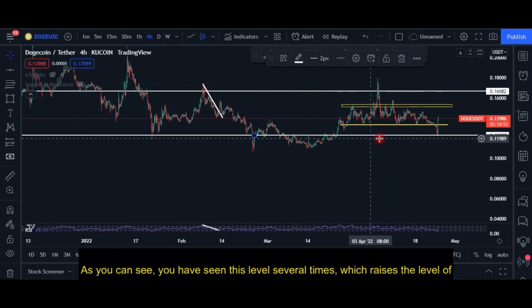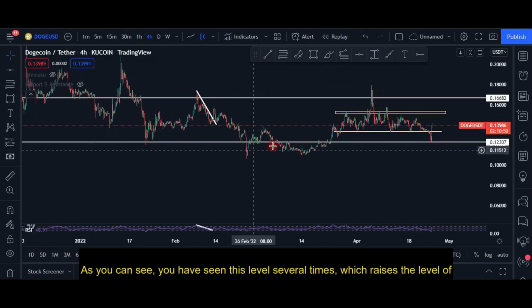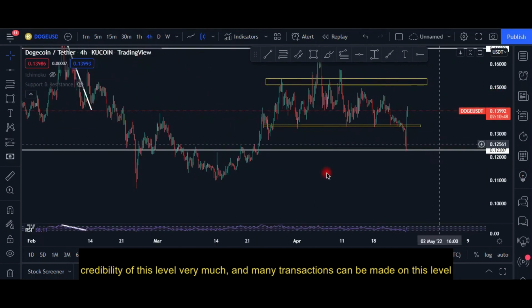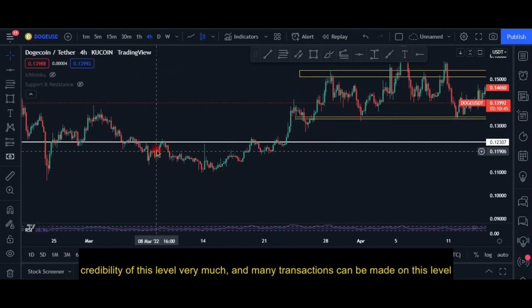As you can see, you have seen this level several times, which raises the level of credibility of this level very much, and many transactions can be made on this level.